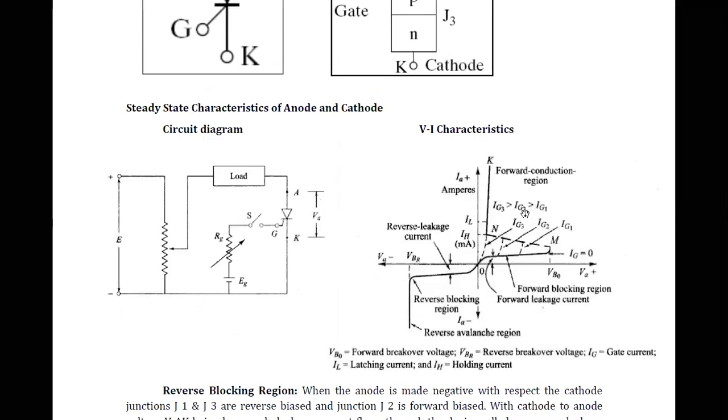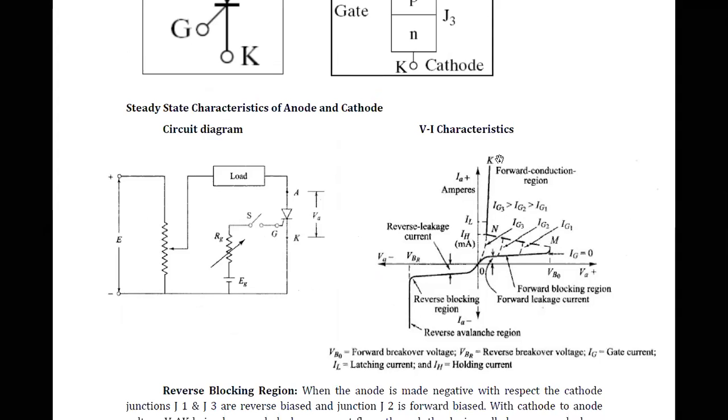As you go on increasing the gate voltages, you can see the graph, that is what the graph says. Earlier you were in the forward blocking region. Once you go on increasing your gate current from IG1, IG2, IG3, the amount of current which is flowing from anode to cathode will increase.